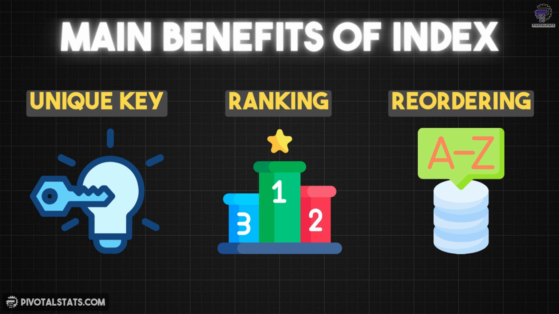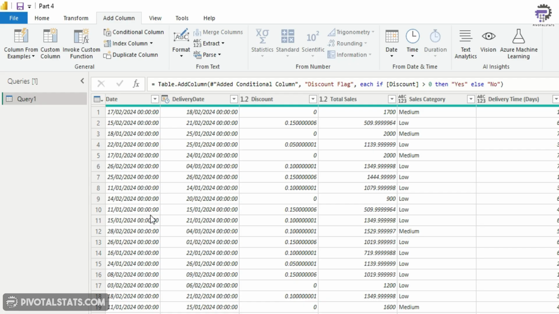If you want to rank your records, then it is very easy if you have an index. And then obviously, if you want to reorder your data, sorting, filtering, or merging, indexing ensures you can always restore the original row order whenever you want. So now let's quickly understand how you can add an index to your table.